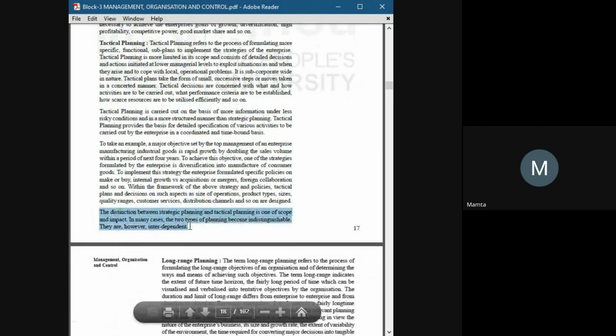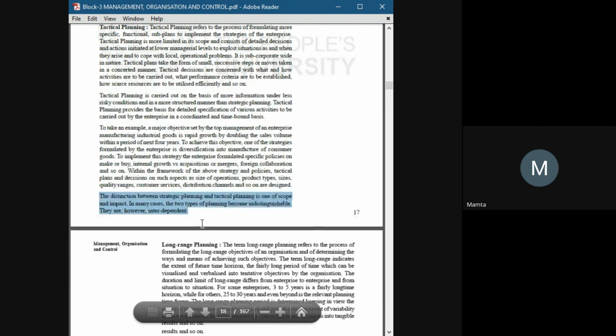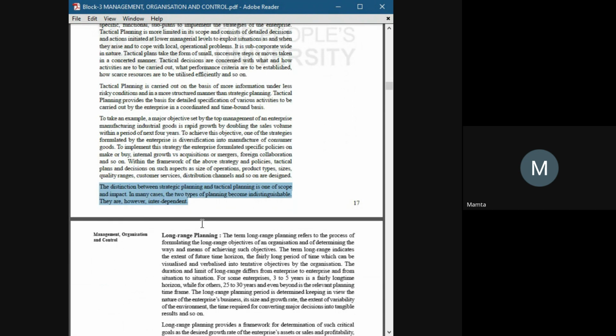Read this point, the distinction between strategic planning and tactical planning. Strategic planning is just creating strategies to cope with our rival industries. In tactical planning we are creating our plan in depth, and it will tell us how, when, and where to perform an activity. The difference is in scope and impact. In many cases, the two types of planning become indistinguishable. They are interdependent.